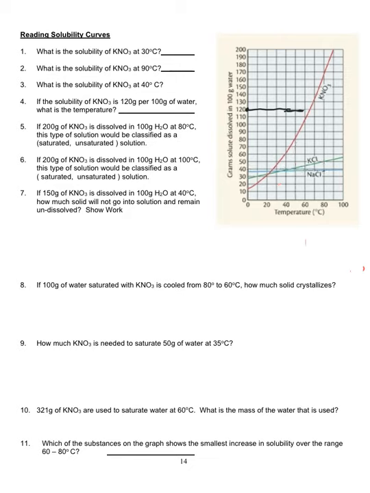50 and 65. Okay, at 50, I can do 80. And at 65, I can do 115. So 115 minus 80. KCl's green, and I'm going to 75. That's going to be about 48.